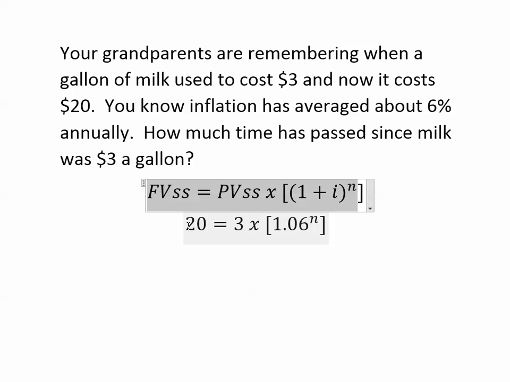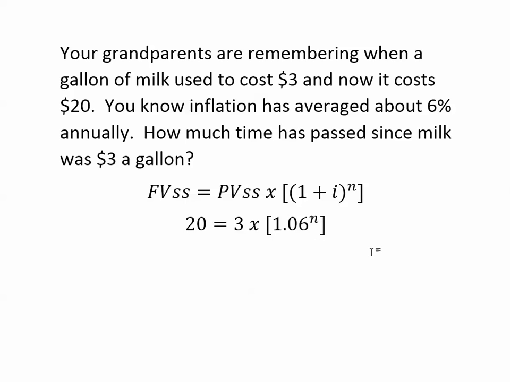So I plugged what we knew into the equation. The $20 is the future value, relative to the $3. The $3 relative to the $20 is the present value. Inflation of 6%, which I've converted to a decimal, is the interest rate. Add that to 1 to get 1.06. And what we don't know in this equation is time, or n.